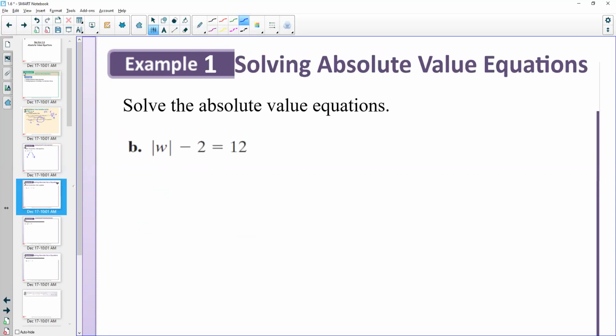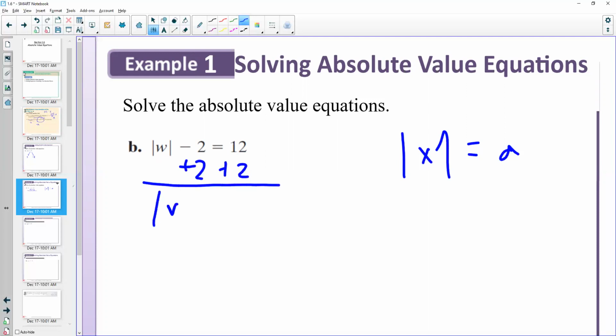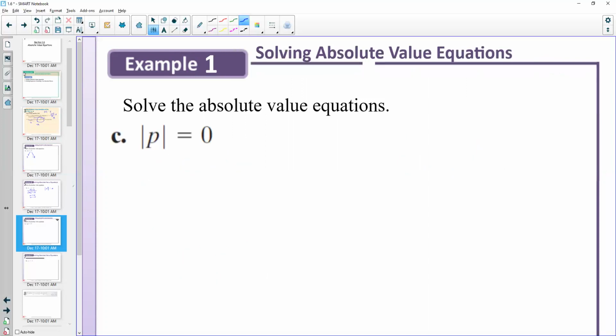In this case, we're going to solve this equation so that we get to the form absolute value of x equals a. So what I'm going to do first is add 2 to both sides. This is an important thing to keep in mind, because if you don't do that work first, then it makes everything a lot harder later. Once I get to the standard form, my answers are going to be w is 14, or w is also -14, both cases.